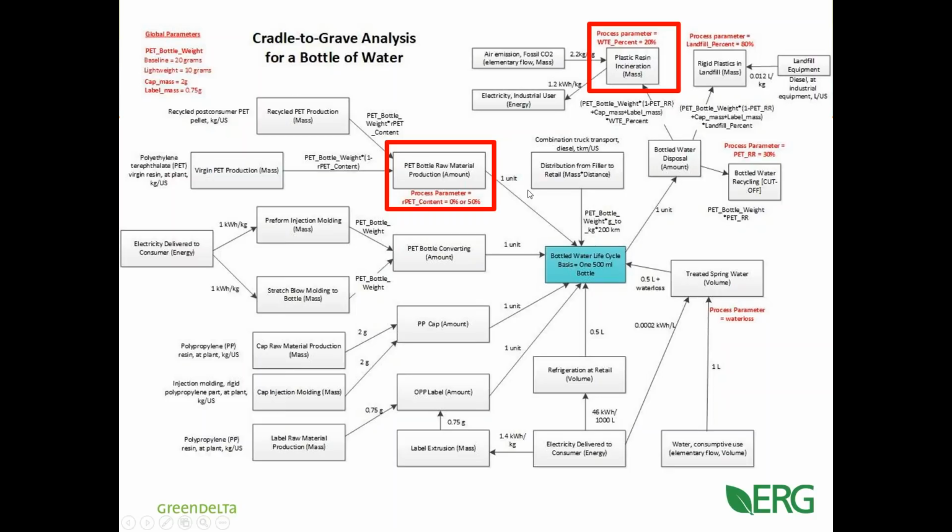Our analysis will include other life cycle stages as well. We'll include the PET bottle converting, which includes the steps of preform injection molding and stretch blow molding, which both require electricity inputs.